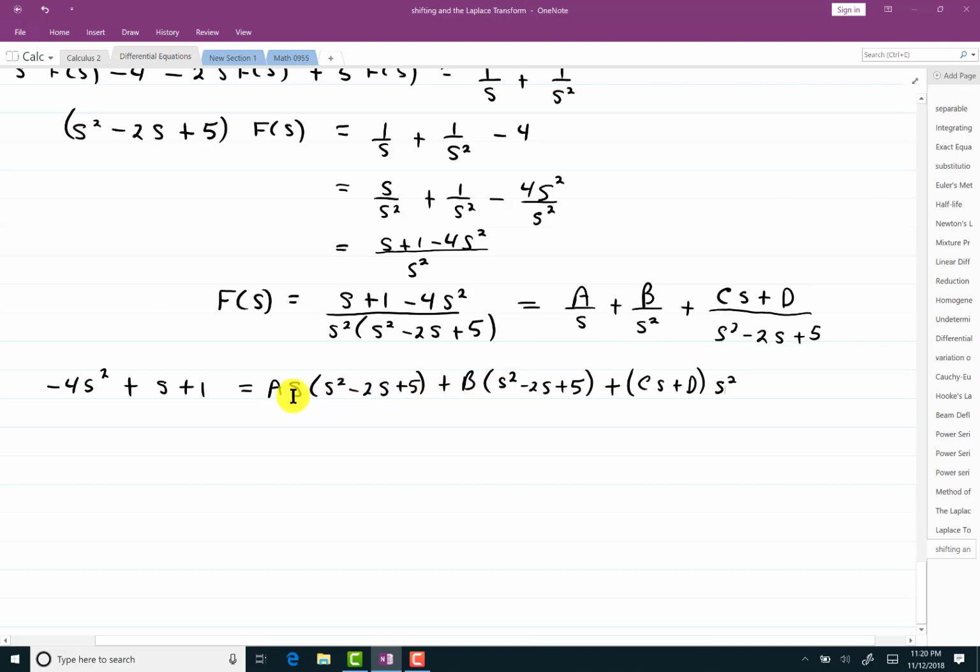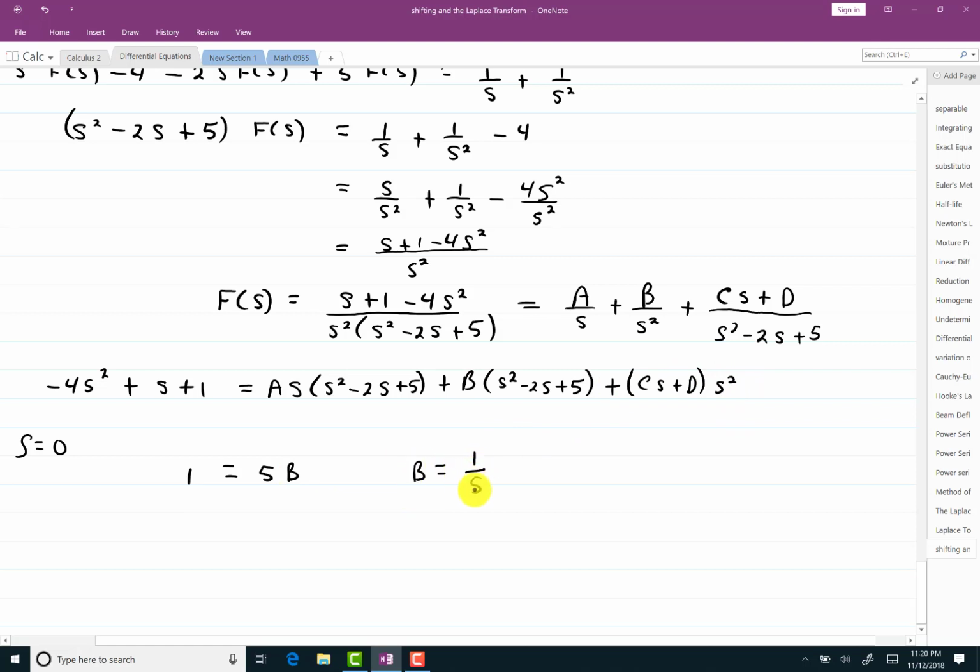But I can plug in s equals 0. If I plug in s equals 0 to both sides of this equation, the left side will become just 1. The right side, the a term will be wiped out. The b term is simply 5b. And the cs plus d term is wiped out. So I immediately get b equals 1/5.